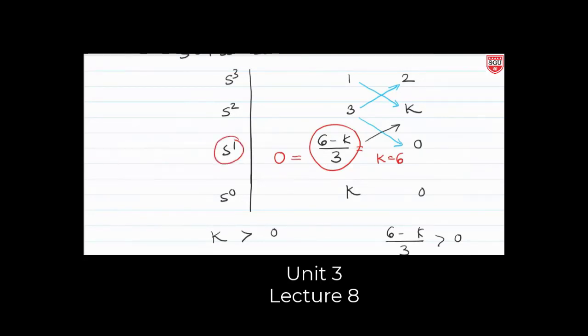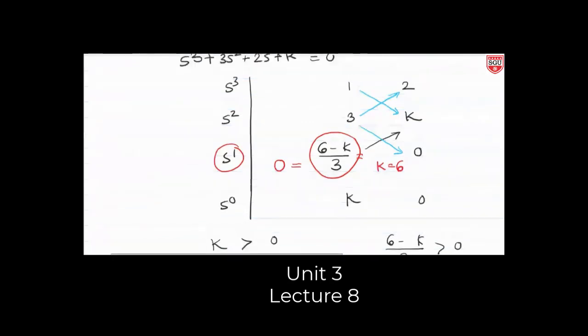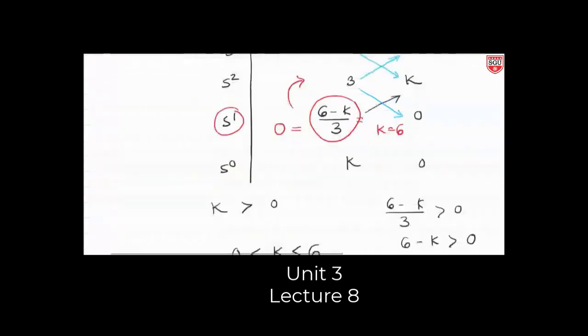Now we have to select the row above it. What is the row above this? 3 and k. So what will be the coefficient of 3? What will be the coefficient of 3?